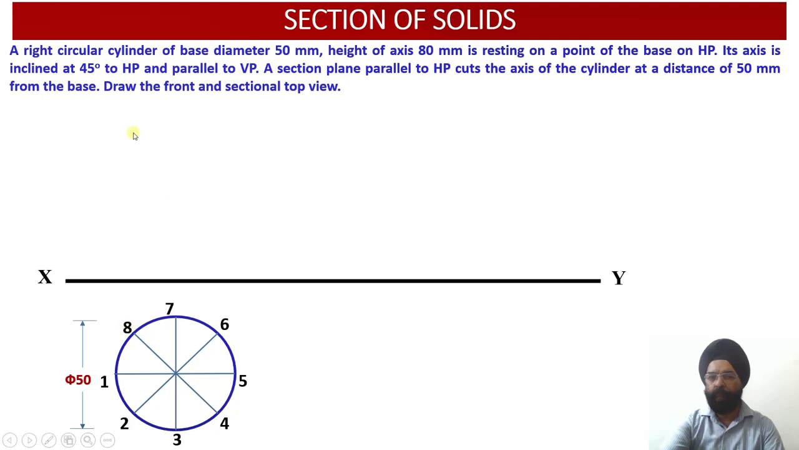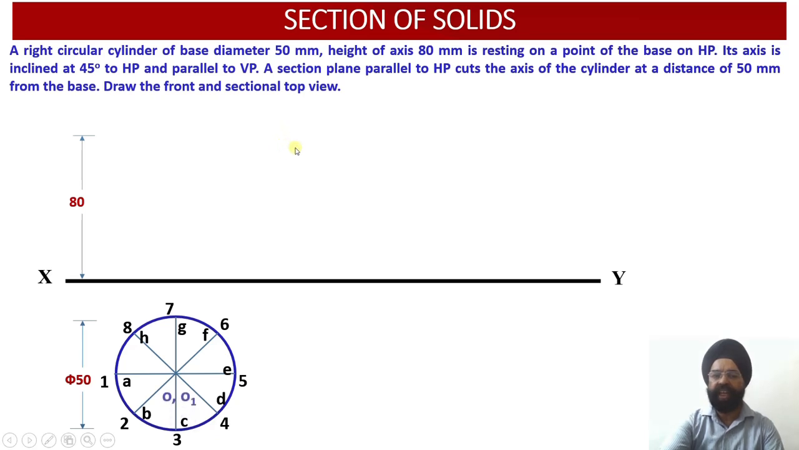These are the points of the top face, and A, B, C, D are the points corresponding to the bottom or the base of this particular cylinder. So A dash, B dash, C dash, D dash, E dash, F dash, G dash, H dash are the points which will be available here. And similarly 1 dash, 2 dash, 3 dash, 4 dash, 5 dash points will be available over here.